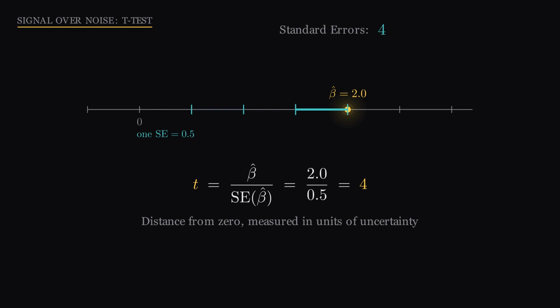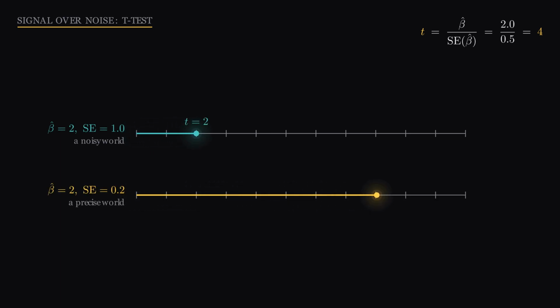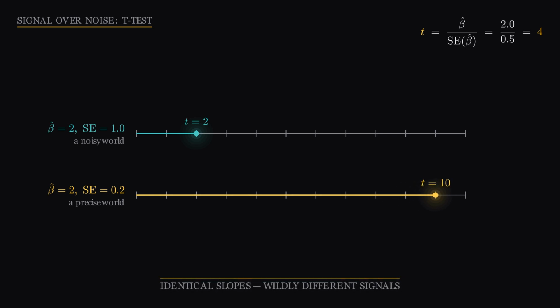And this is exactly why the size of a coefficient can be deceptive. Picture two studies that both estimate a slope of 2. In the first, the standard error is 1, which makes a t of 2. In the second, the standard error is only 2/10, and thus a t of 10. Identical slopes, wildly different signals, because one was estimated in a noisy world and the other in a precise one. So the thing that will eventually earn a star was never the size of the effect. It's the size of the effect relative to its wobble. Now we have our signal-to-noise number. But a number alone can't tell us whether it's big enough to take seriously.